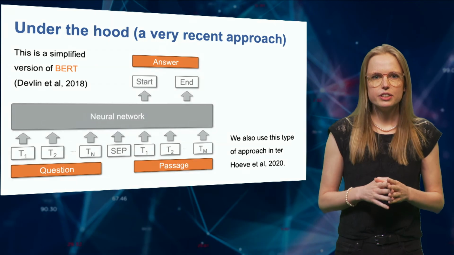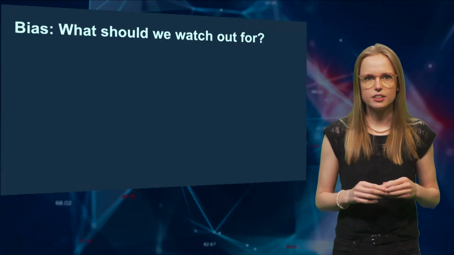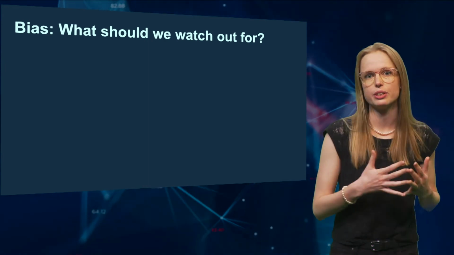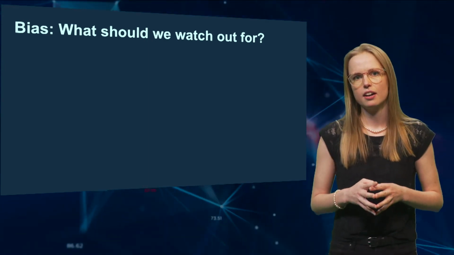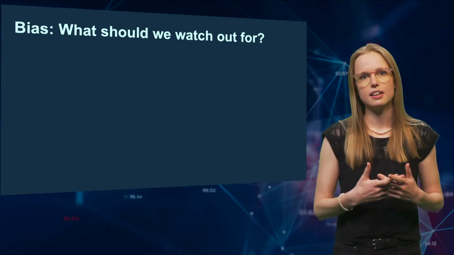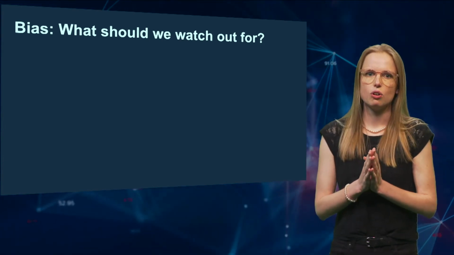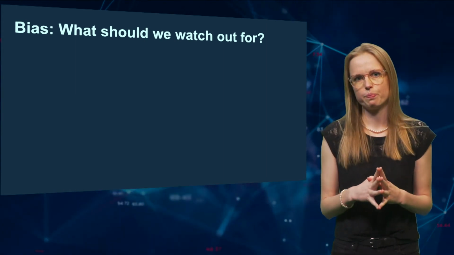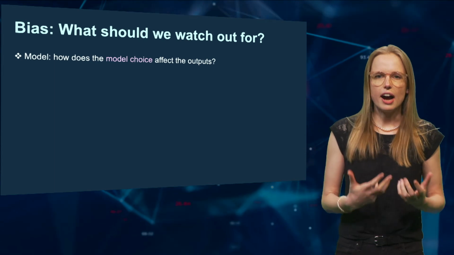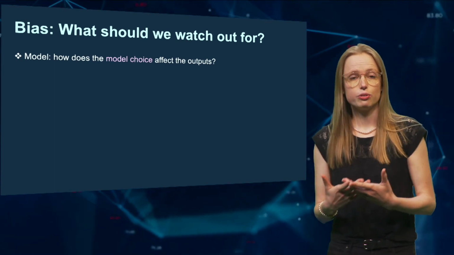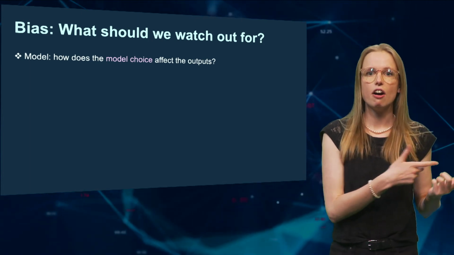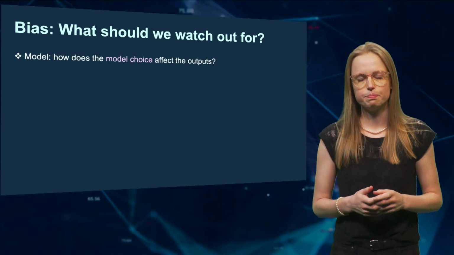Now we have an intuitive understanding of how these question answering models work, we should also ask ourselves the question what the potential dangers and pitfalls of these models are. And here I would like to specifically focus on bias. There are many forms of bias, of which I will name 3 here. The first one is model bias. And we should ask ourselves the question of how the choice for our model, so BERT in the example that we used here, affects the outcomes of our system.